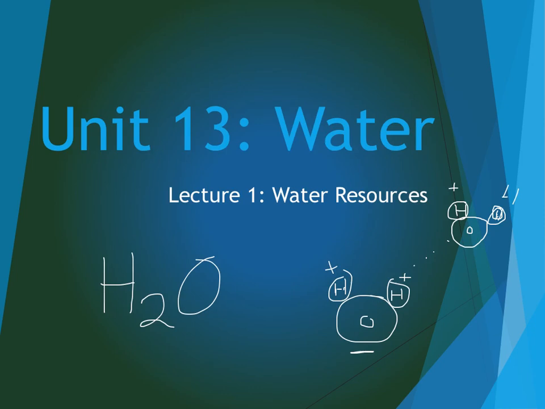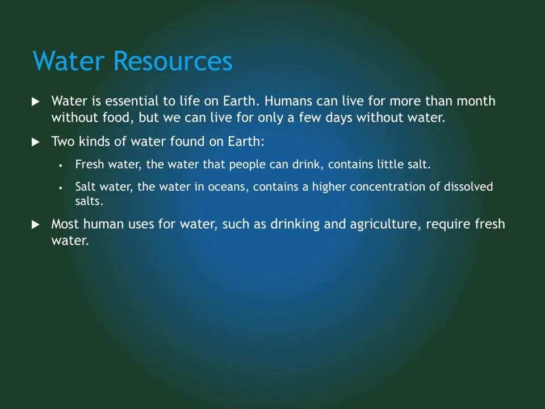Now we're going to look at the resources on Earth where water can be found and where people find it to use it. So first off, as I'm sure you know, water is essential to life on Earth. We can live for about a month without food, but only a couple of days without water.